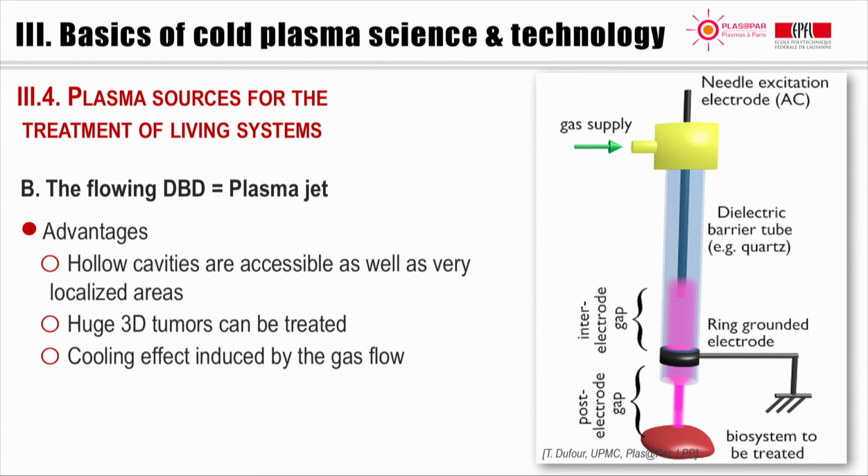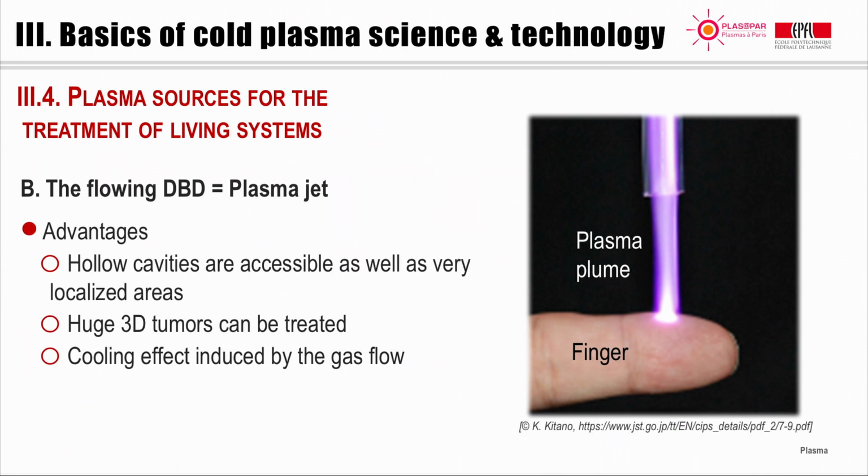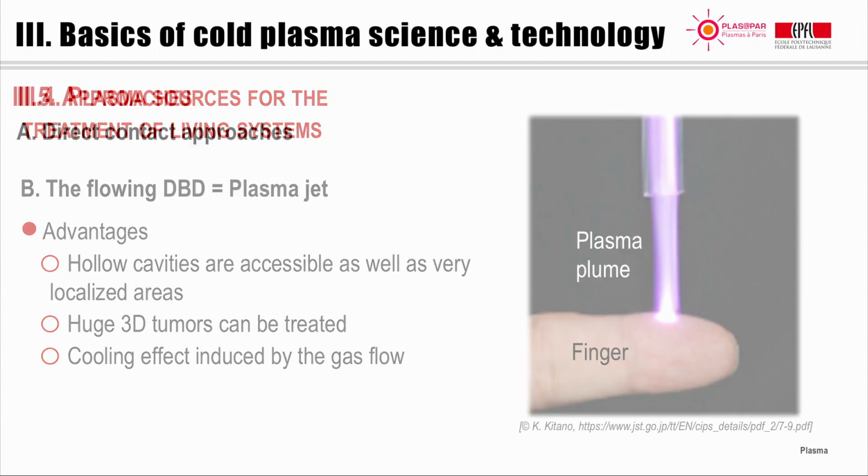First, hollow cavities are accessible, as well as very localized areas. Second, the treatment of 3D biosystems, and also the lowering of the heating of the biosystem. The plasma can be applied on tissue located several centimeters away from the plasma jet and without inducing thermal damages, as can be observed here on this picture where a finger is directly exposed to this plasma plume.